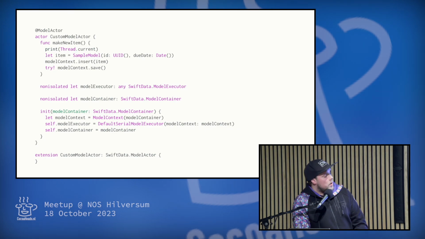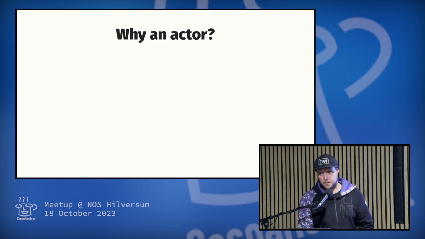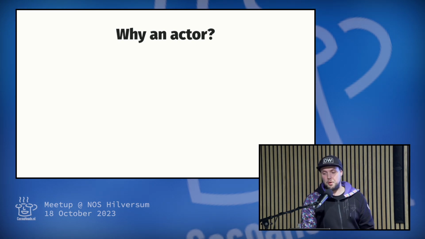So this would allow me to take this to the background and start running my makeNewItem in the background. But let's talk about why this is an actor in the first place. Why do I have to create an actor myself to do work in the background? Why can't I make a context that I just call perform on? Well, first of all, calling perform on a context, that's very much Core Data style, right? We want to have this actor because that's what modern concurrency looks like.